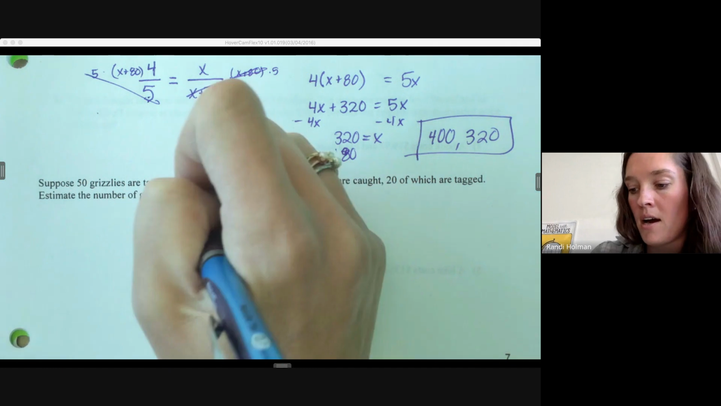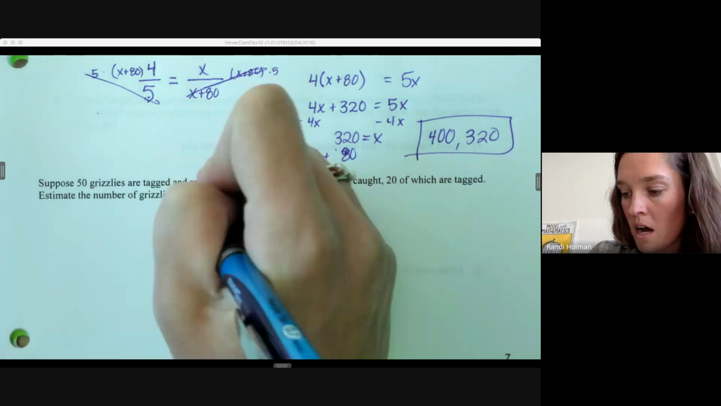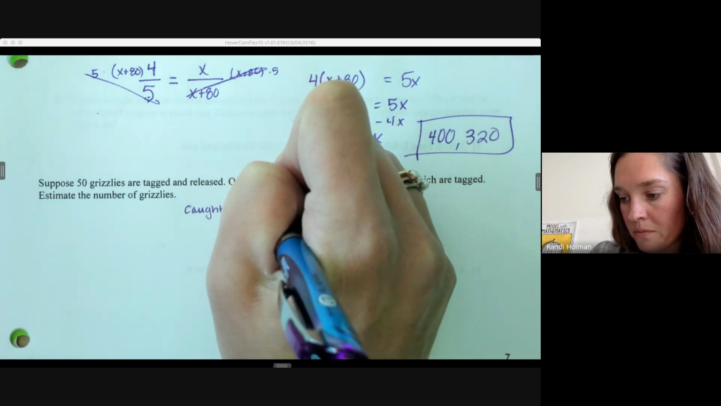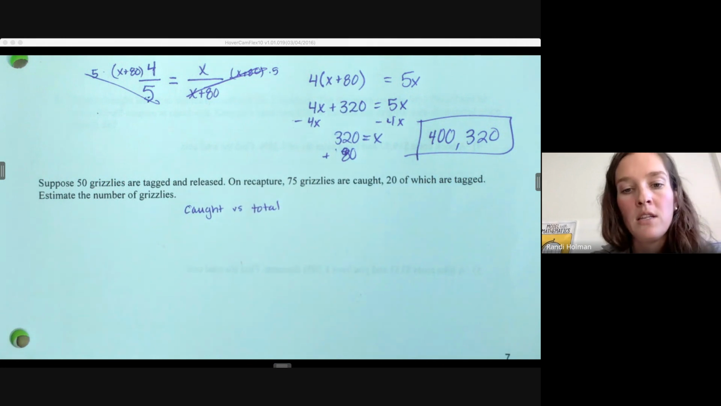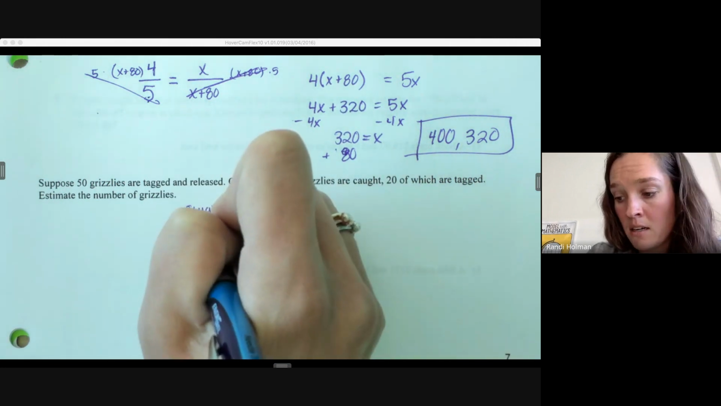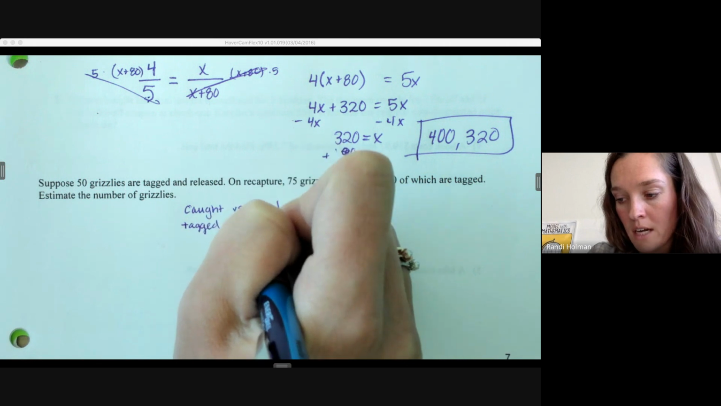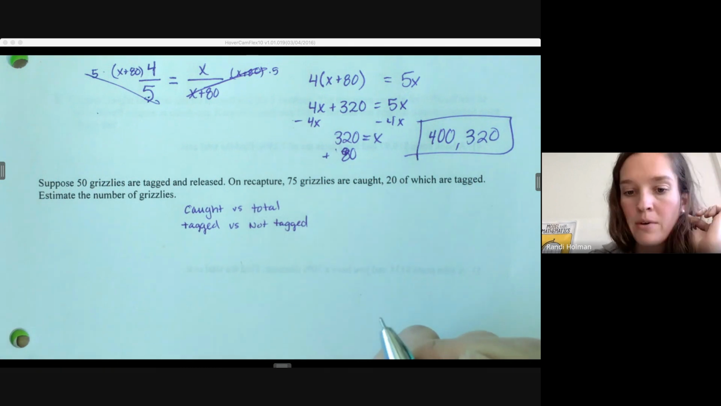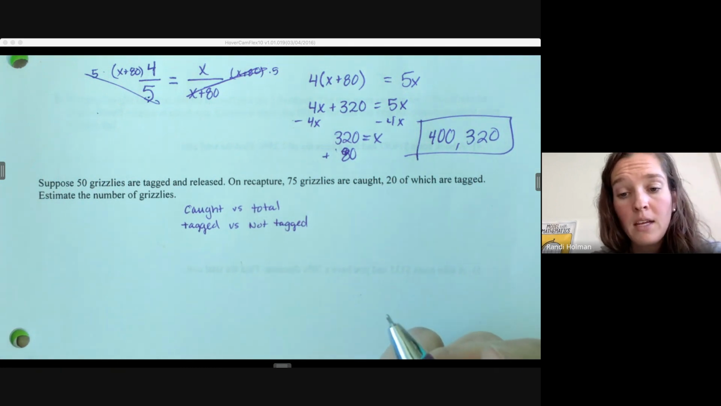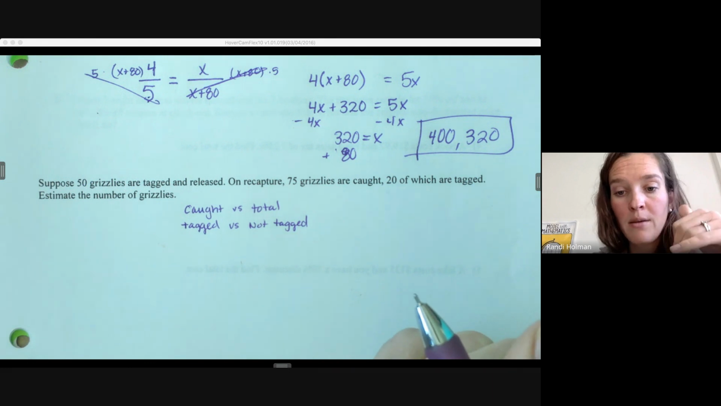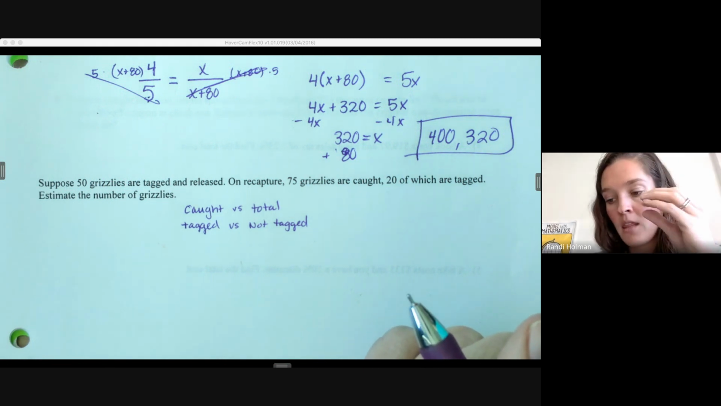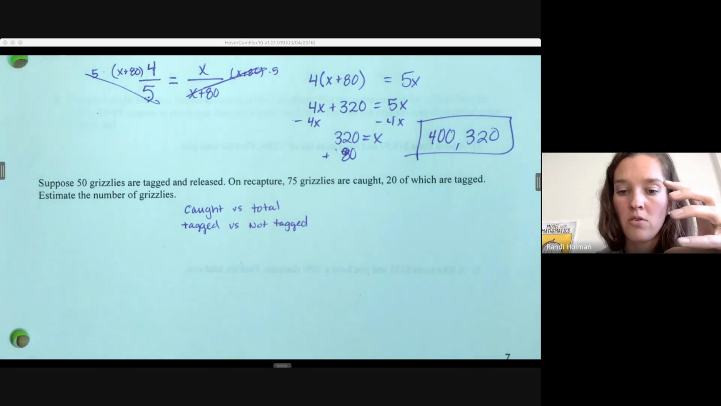So we need our caught versus total. Those are two of our categories. The other thing that we're looking at is tagged versus not tagged. So those are the things that need to relate within our ratio. So that's where, when you're setting this up, your proportion might not look the same as mine, but the pieces should still relate in the ratios themselves. Okay, so I'm gonna make my ratios the caught grizzlies versus the total grizzlies.